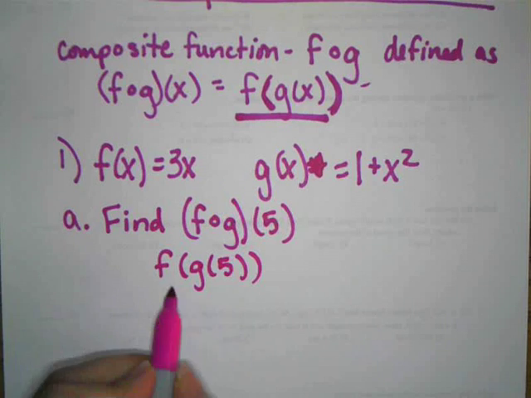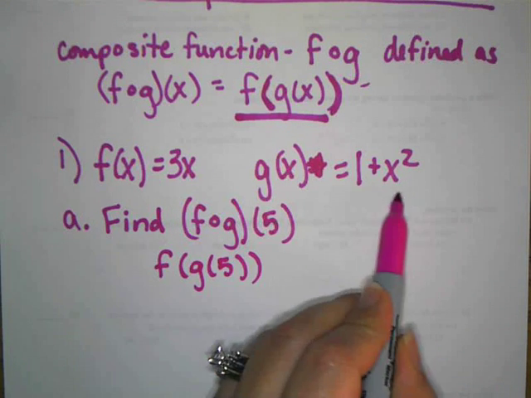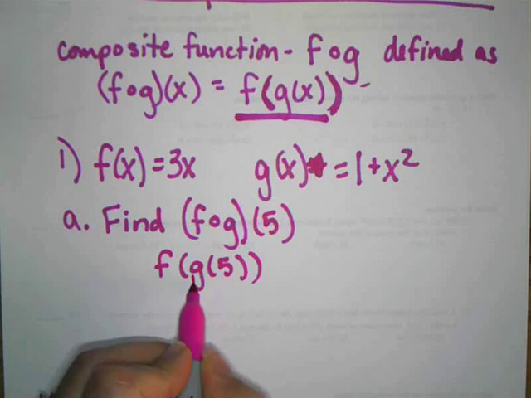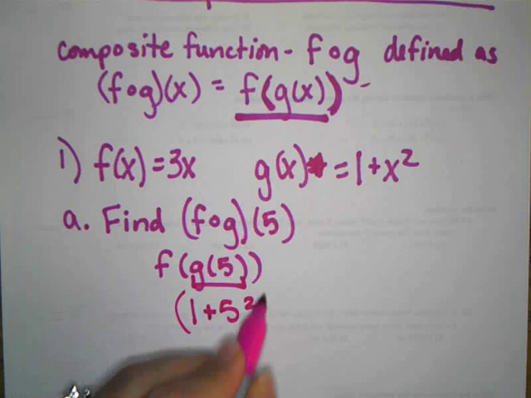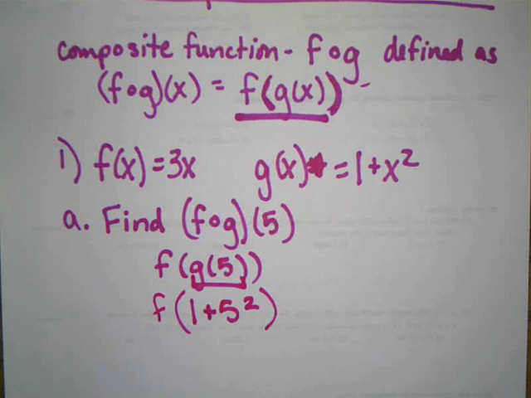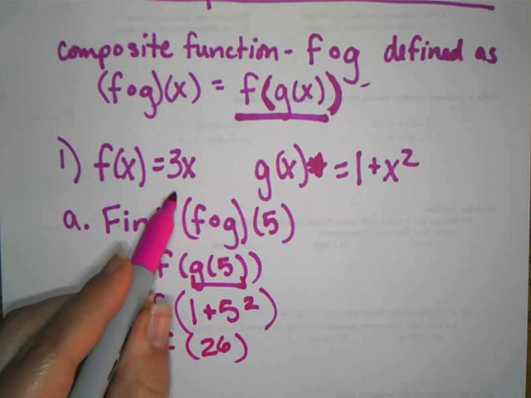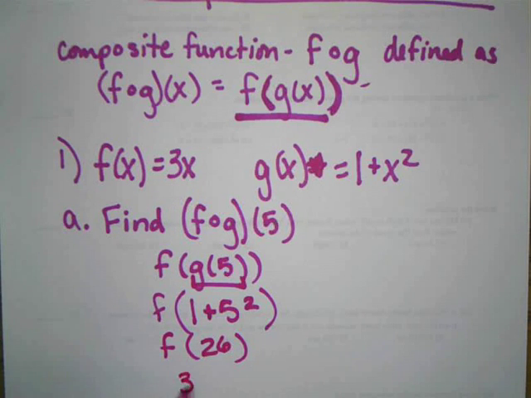So what we'll do is we find the g function, which is 1 plus x squared, and we put a 5 in it. So we have 1 plus 5 squared. And then we have f of that. So 1 plus 5 squared is 26. F of 26. Now we go up to the f function, and so we have 3 times 26, which is 78. So that's how you find f of g of 5.